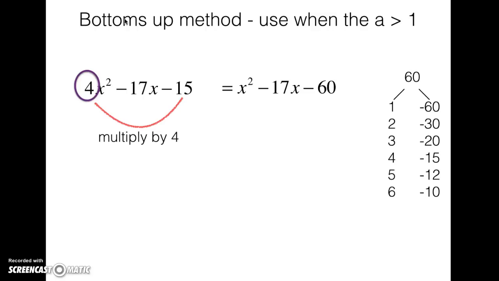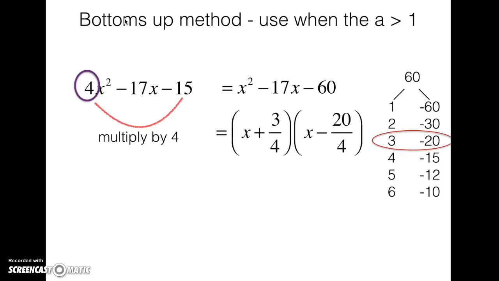The bigger number needs to be negative because we have a negative 17. Find the combination that makes this work. 3 minus 20 gives us negative 17. The way this is a little bit different than the way we've been doing it before is we need to remember that that 4 needs to come back, and it needs to come back in terms of the denominator of a fraction.